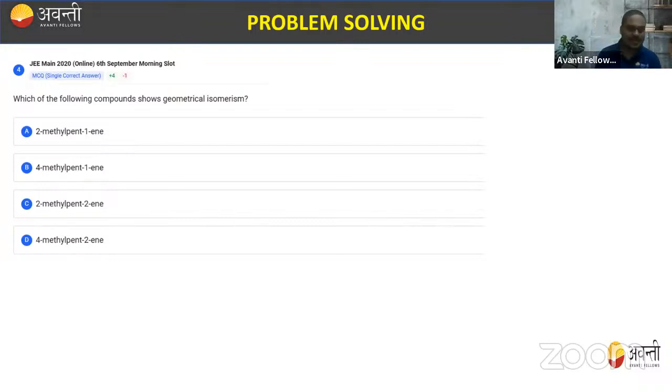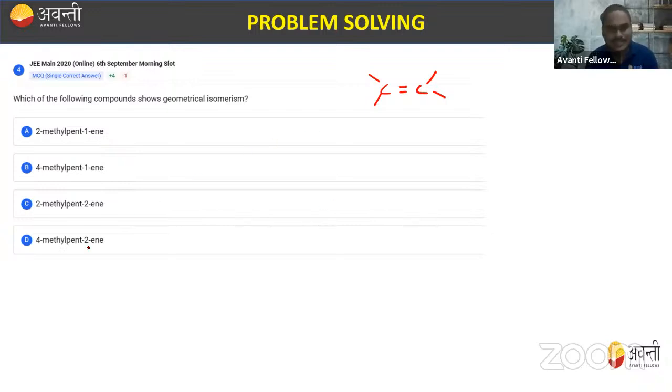For geometrical isomerism, there is a condition for which compounds will show it. We need restricted rotation, like a C double bond C, and we must have different groups on both the carbons. So, can you tell me the correct one out of these four options? Which of the following will show geometrical isomerism, GI?